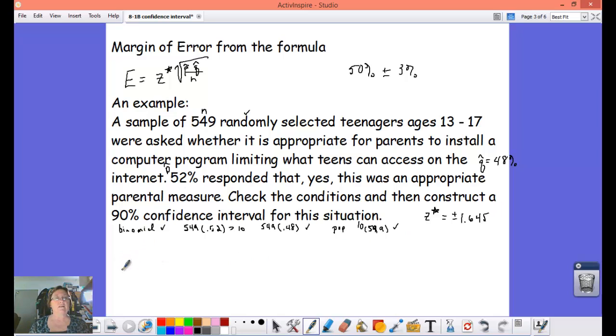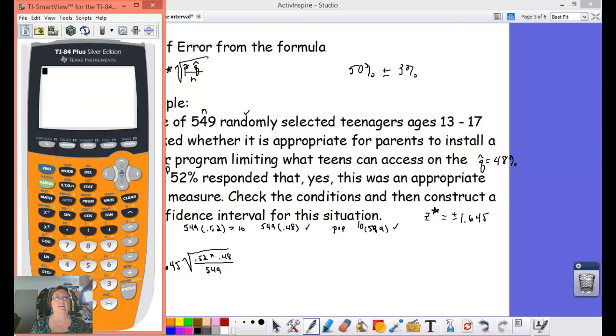We're going to center our interval around p hat from our sample, and that was the 0.52. Yep, I put my hats on. 0.52 is the center of our interval. The margin of error that we want at 90% confidence is this, 1.645 times the standard error of our statistic, and folks, that is p hat, 0.52, q hat, 0.48, over sample size, which is 549. I'm going to bring my calculator up and I'm going to enter that in there.